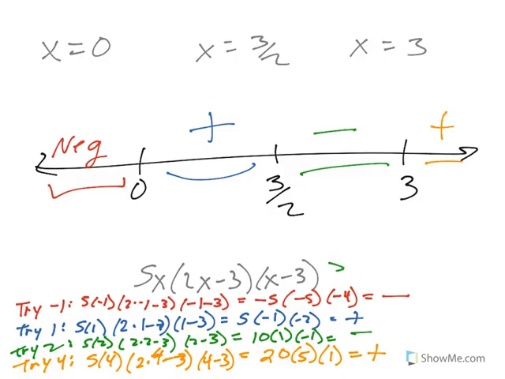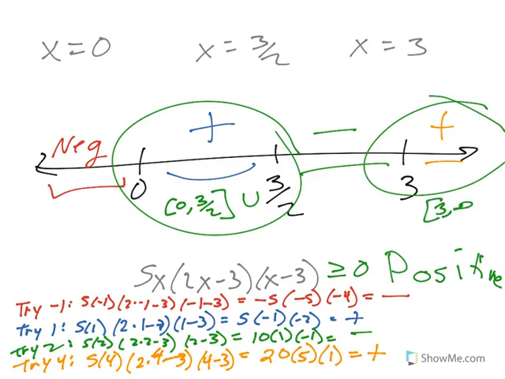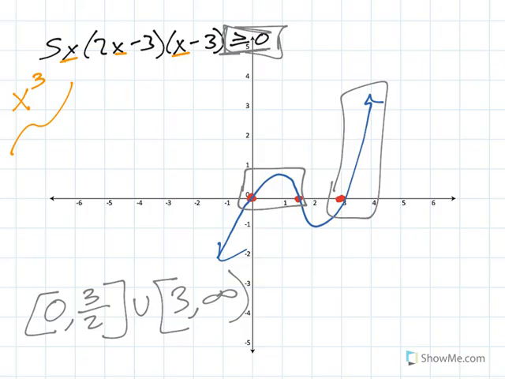Now remember, we were looking for greater than or equal to 0. That means we are looking for positive numbers. It's positive between 0 and 3 halves, and it's positive from 3 to infinity. So whether you check intervals with a point or sketch the graph and look where it's above or below the x-axis, either way you get the same answer. Just remember, either way, you have to get it to equal 0 first so that you can compare it to the x-axis, where y equals 0.